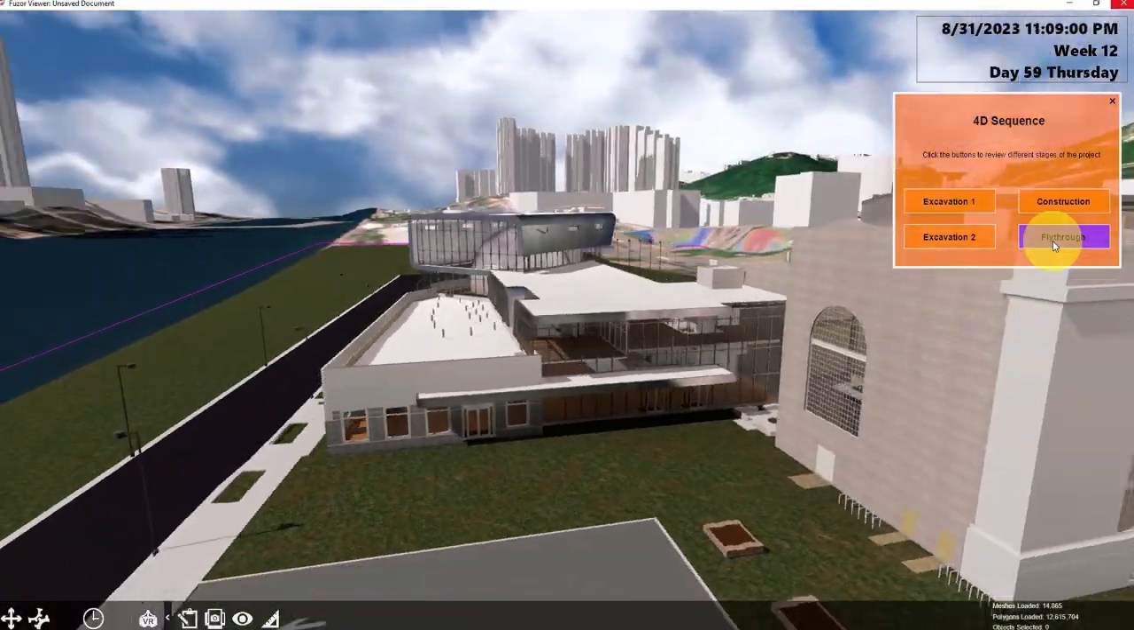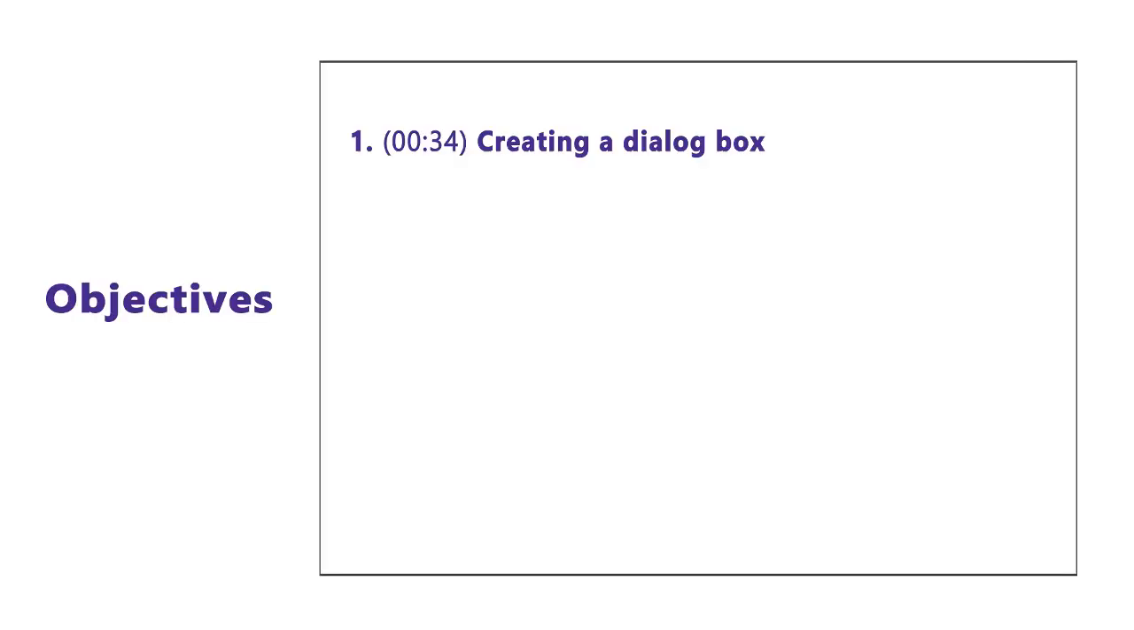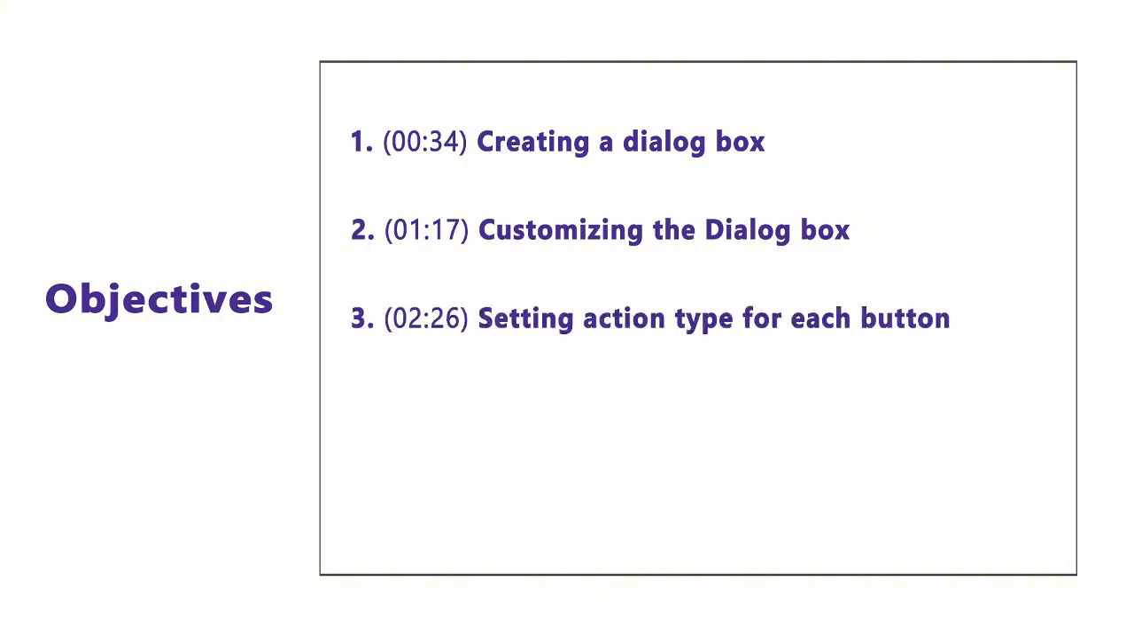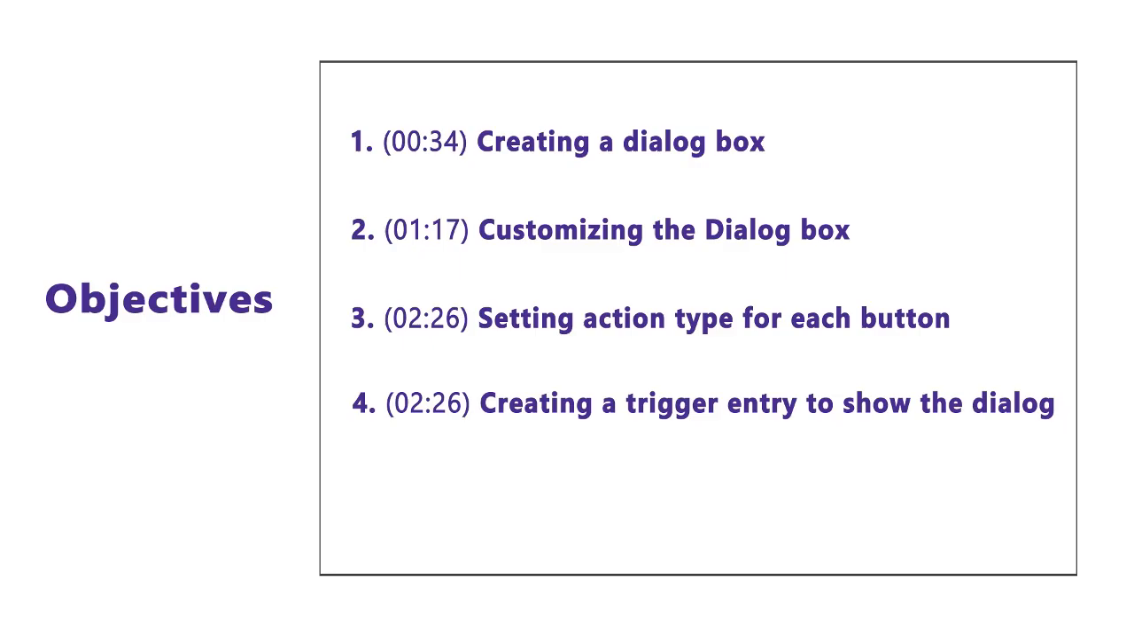To begin, the video will demonstrate how to create and customize a dialog box, including changing titles, descriptions, and text on the buttons. Next, we will illustrate how to modify visual elements such as colors, backgrounds, and fonts of the dialog for a more appealing presentation. Afterward, the video will explain how to define the action type for each button of the dialog using the interface trigger. Subsequently, we will create a trigger entry to show the dialog. Finally, we will share how to generate a 4D viewer with the fly-through trigger.